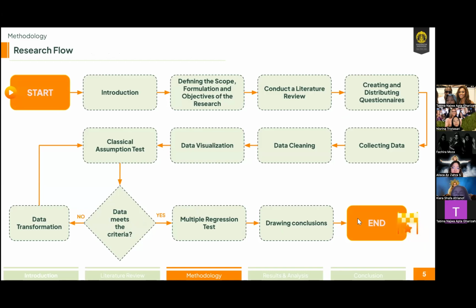So here's our research flow. We start with the introduction and background of the research, and then we define the scope, formulation, and objective of the research, and then we conduct a literature review, and then we create and distribute our questionnaire. Once we have collected the data from the questionnaire, we do the data cleaning, visualization, and then the classical assumption test. If the data meets the criteria, we can do the multiple regression test. Otherwise, we need to do the data transformation and then the classical assumption test again. After we finish the multiple regression test, we make the conclusion.